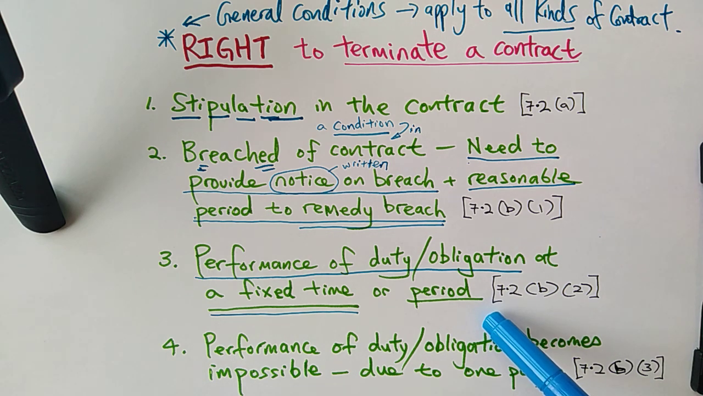I give you a typical example for this kind of contract where time is important. For example, a construction of house contract. The construction company enters into a contract with you. And the construction company says that it will finish constructing the house by a certain date.